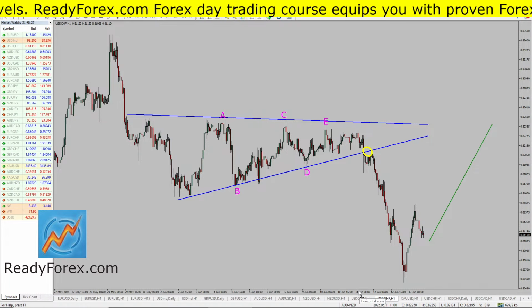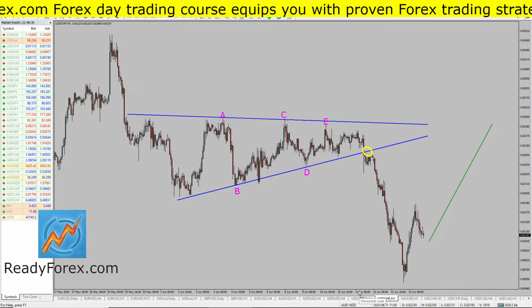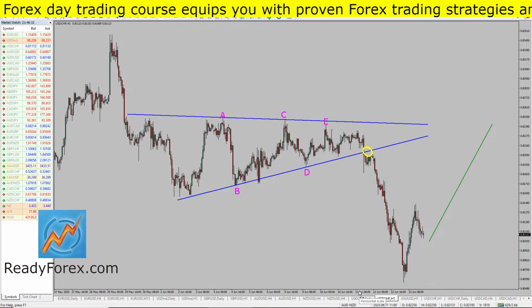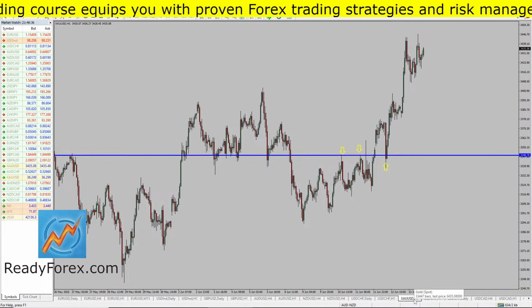In order to trade the market, you need a setup. You also need to define the entry, stop loss, and take profit levels, and this means you need to have a trading strategy.